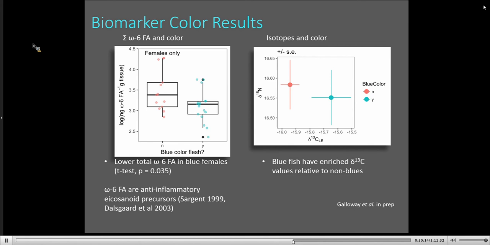But I've also looked at the isotopic signatures of these fish. And what we've discovered is that while the delta 15N, which is an indicator of trophic position, didn't differ between blue and non-blue fish, the delta 13C values did. So fish that were blue were enriched relative to non-blues. And so again, I don't have any big answers yet. And I want to point out that the magnitude of differences in the scale are really small. So it could be one of those things where it's statistically significant, but ecologically relevant, I don't know. But nonetheless, these are blue and non-blue fish. So this has given us ideas. Like I said earlier, it gives us hypotheses to follow up on.